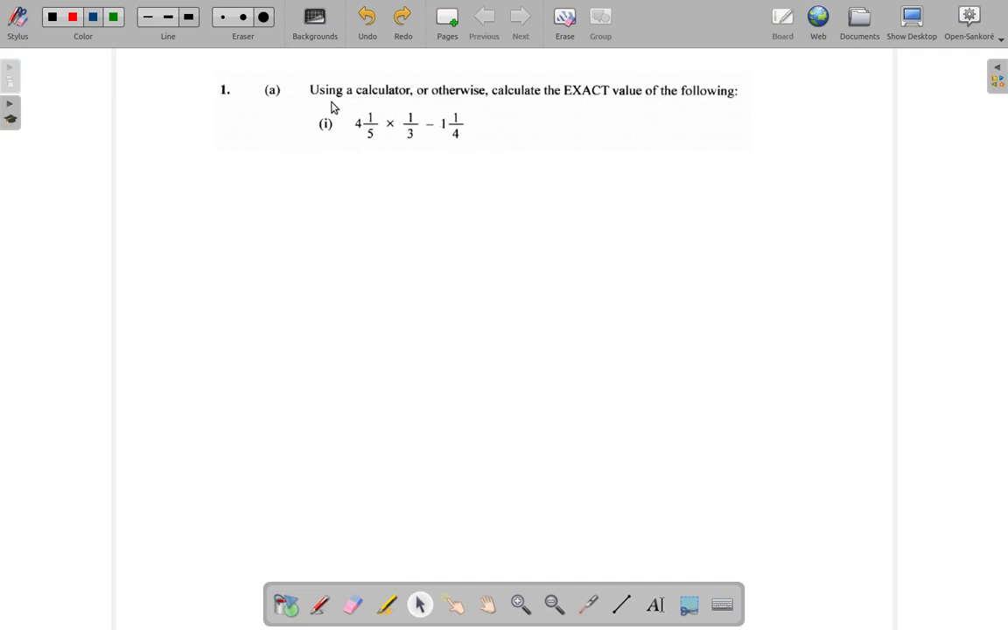So here, 4 1/5 multiplied by 1/3 minus 1 1/4. You do your multiplication first, and you have a mixed fraction here. What you'll do is turn the mixed fractions into improper fractions. So to turn 4 1/5 into an improper fraction, 5 times 4 is 20, plus 1, 21. So you have 21/5.